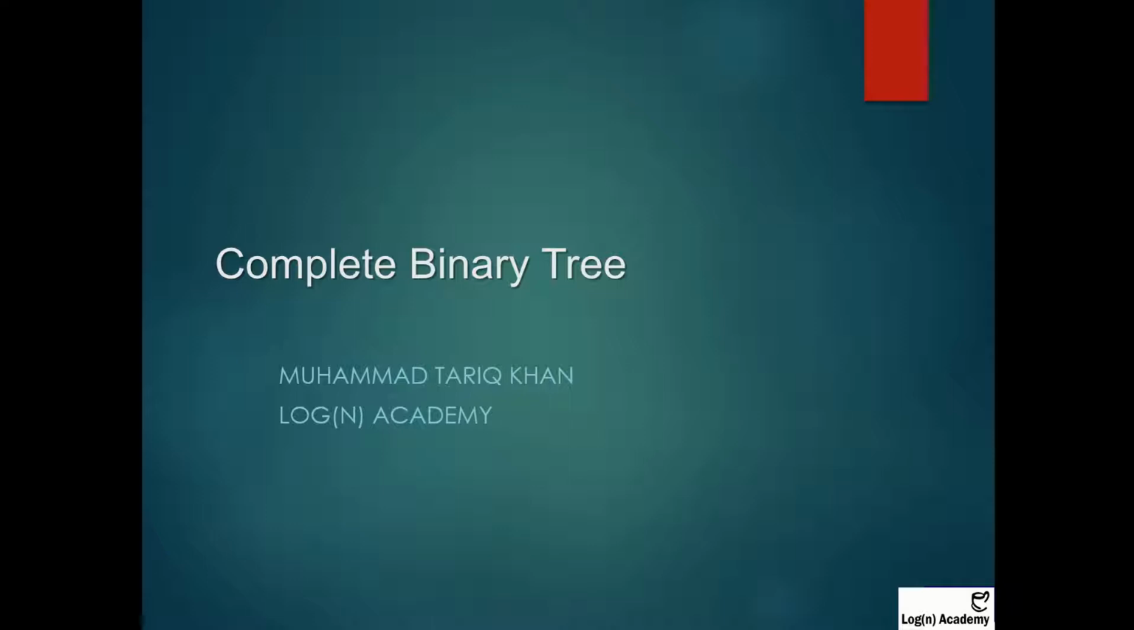Complete binary tree will help us understand an important data structure, which is the heap data structure. Before going into the details of the heap data structure, it's important to learn and understand complete binary trees, and this will help us in understanding the heap data structure. So, let's start the topic now.